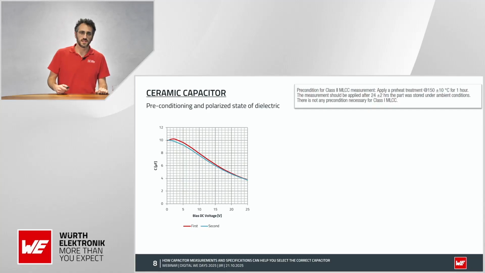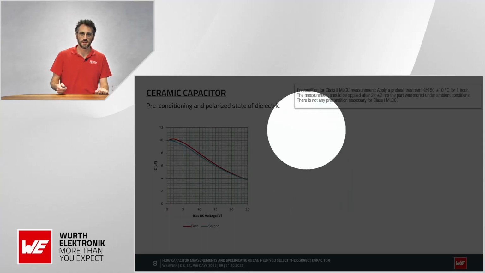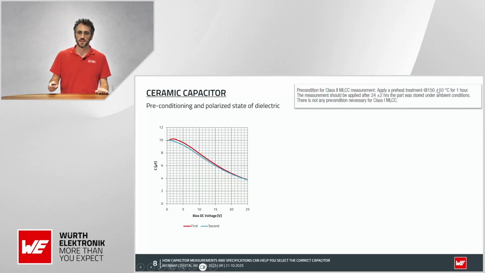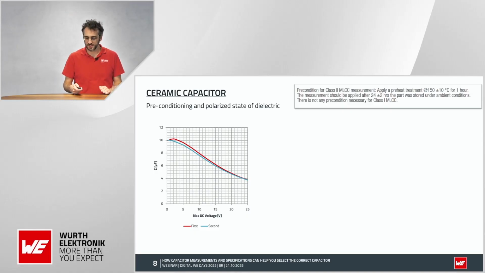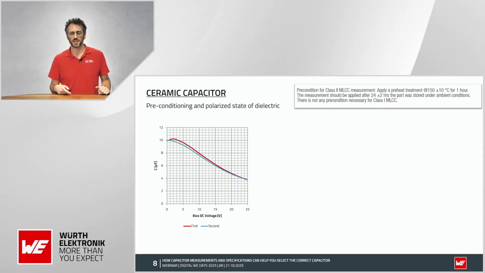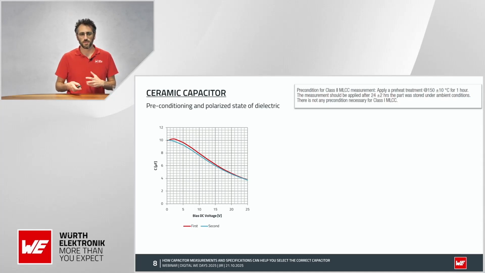We also include in the same table this sentence about preconditioning class 2 capacitors. Why do we do this? Because to get reproducible measurements, we need to reset the ceramic material. When we measure it for the first time after the preconditioning, you get the red curve that you can see here. But if we measure it for the second time, we get the blue curve. Because the material was already polarized once, there is a memory effect, and there is a permanent capacitance loss.